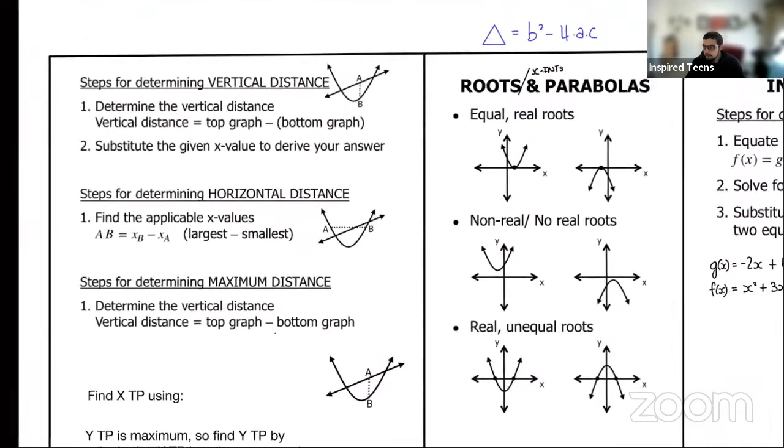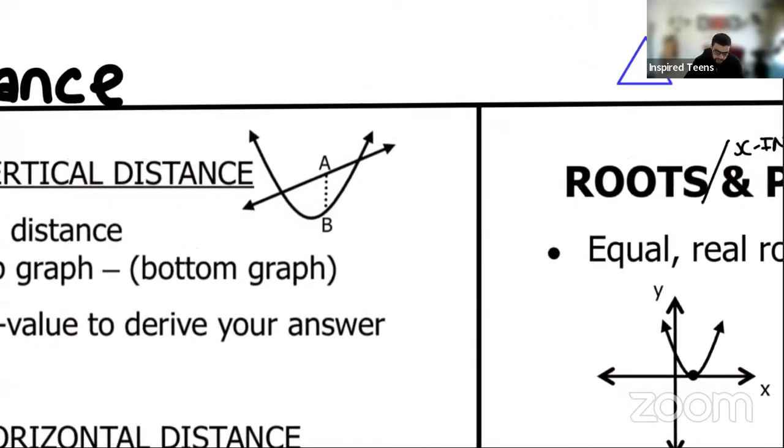Okay, vertical distance. I'll add the heading as well, but the heading here, just like the others, is distance. There's something called vertical distance and horizontal distance that we work with in functions. It can get a bit confusing or tricky, but it's really not that bad. Okay, steps for determining vertical distance. So when we talk about vertical distance, we can have a look here, right?